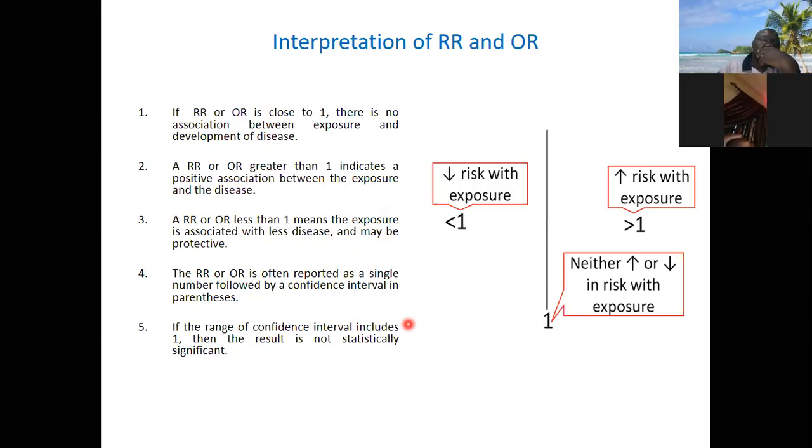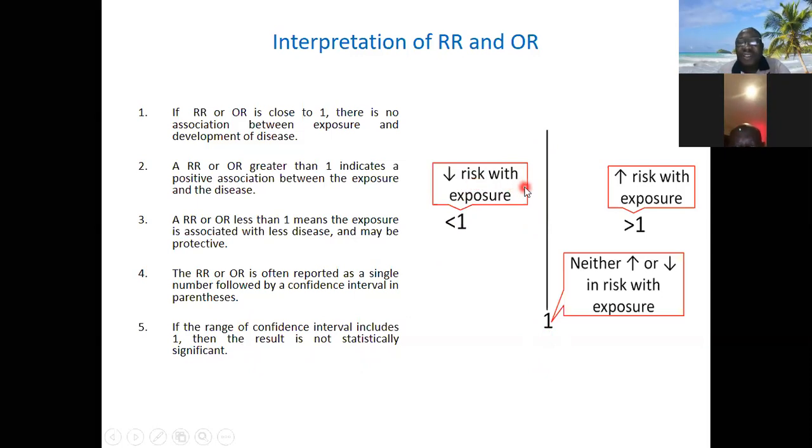Now, the odds ratio or relative risk is often reported as a single number followed by a confidence interval, which I have said. If the range of the confidence interval includes 1, then the result is not statistically significant. Now, look at this. Look at this, a line here, 1.